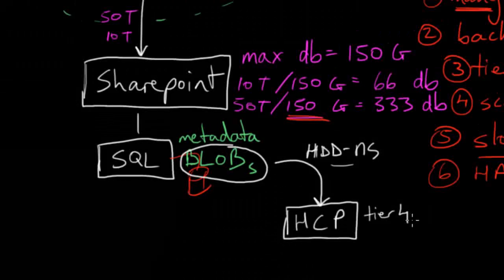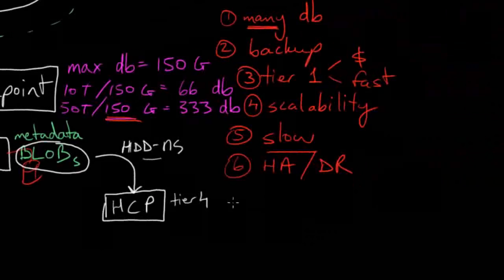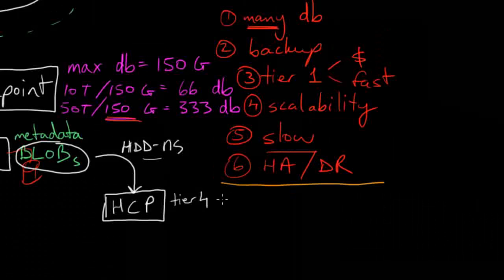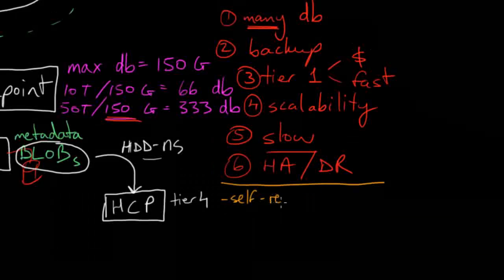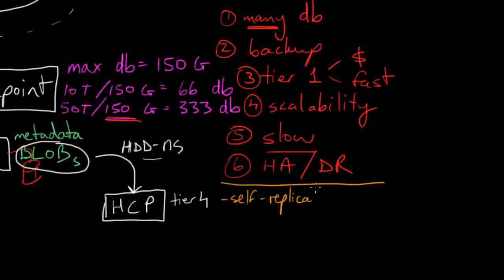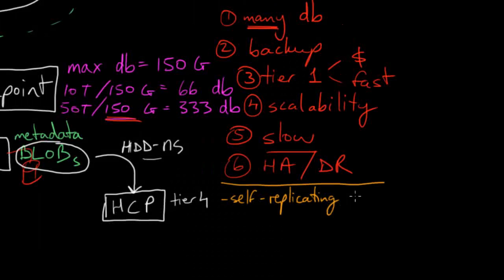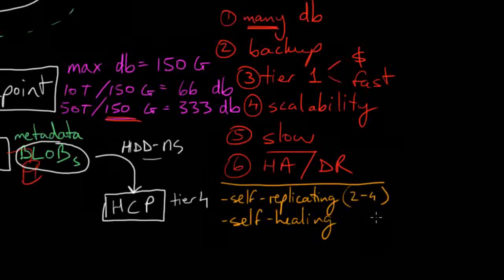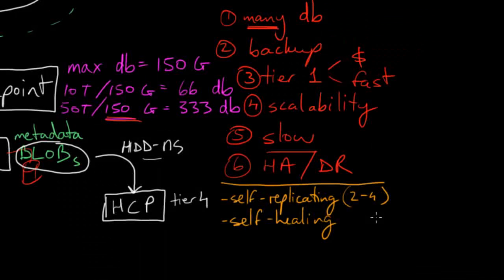With this HCP technology, it has some unique attributes. So let's look at a few of them. Let me just draw a quick line over here. Now, the first thing is that it's a self-replicating system, and what that implies is that you can have 2 to 4 copies of all of your actual content. And the second thing is that it's actually self-healing. Now, these two things combine to give you what is essentially a backupless environment for your blobs.